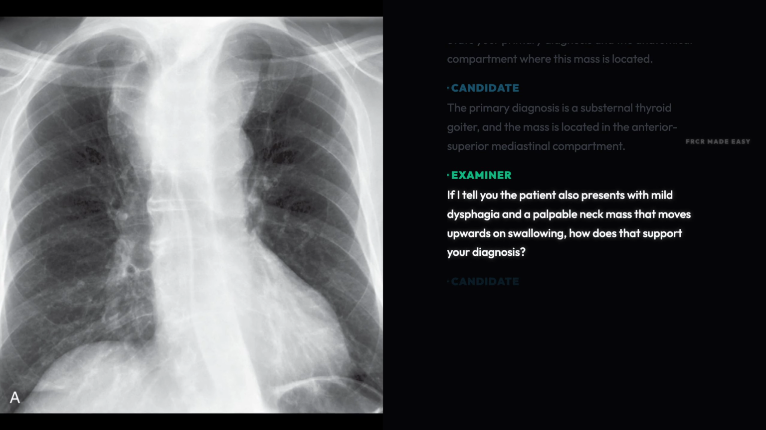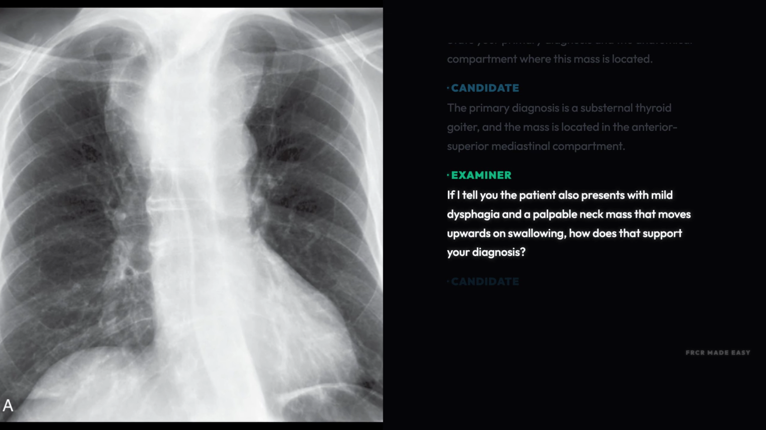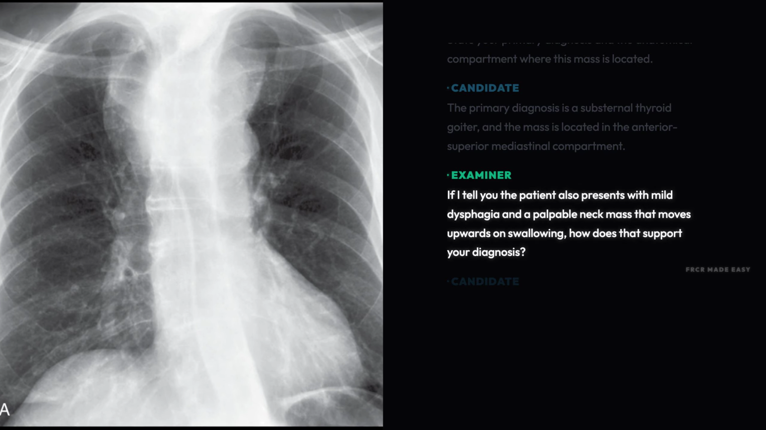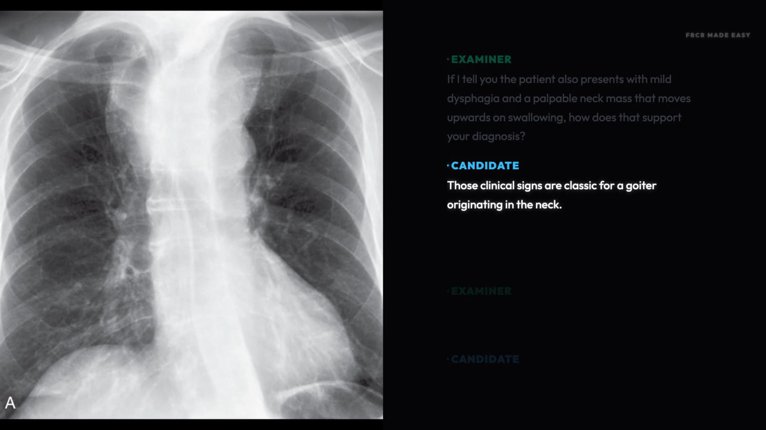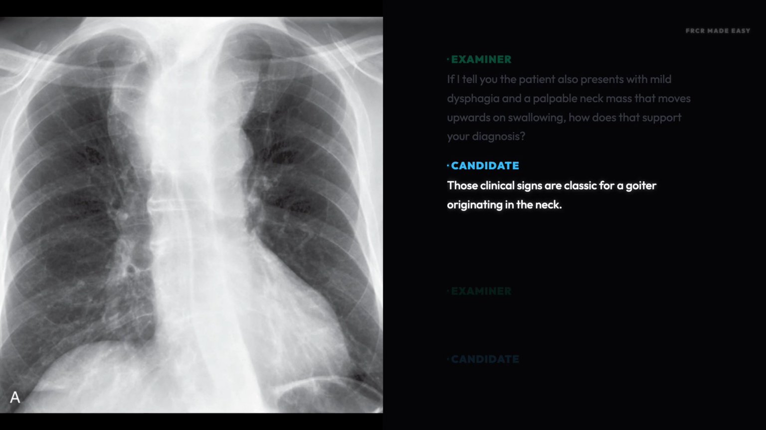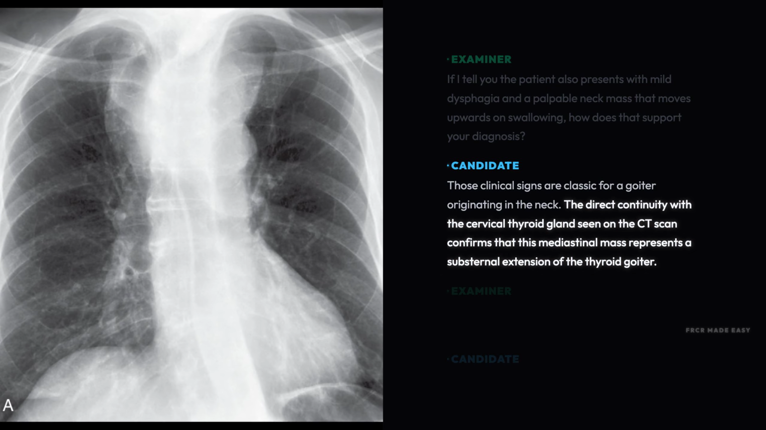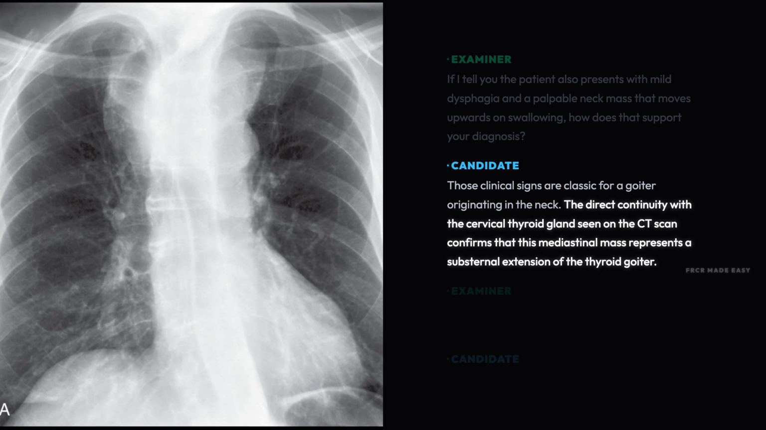If I tell you the patient also presents with mild dysphagia and a palpable neck mass that moves upwards on swallowing, how does that support your diagnosis? Those clinical signs are classic for a goiter originating in the neck. The direct continuity with the cervical thyroid gland seen on the computed tomography scan confirms that this mediastinal mass represents a substernal extension of the thyroid goiter.